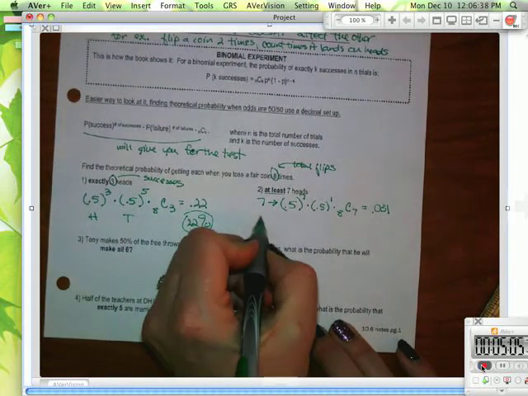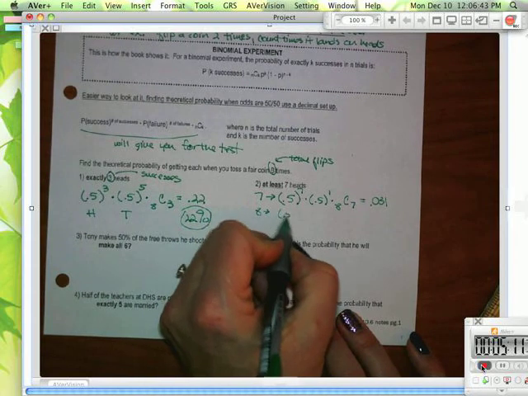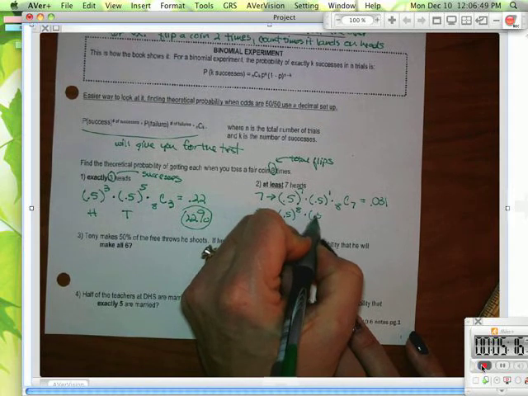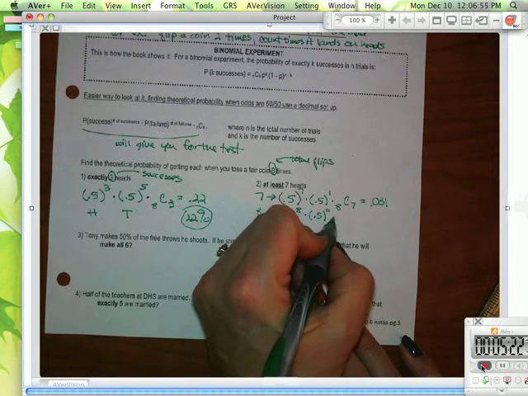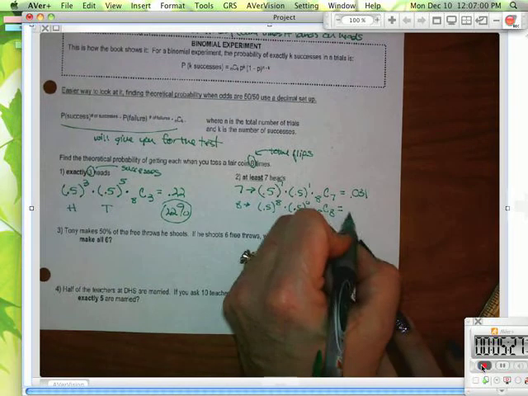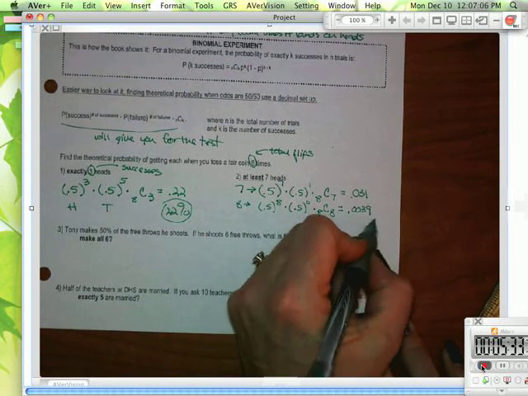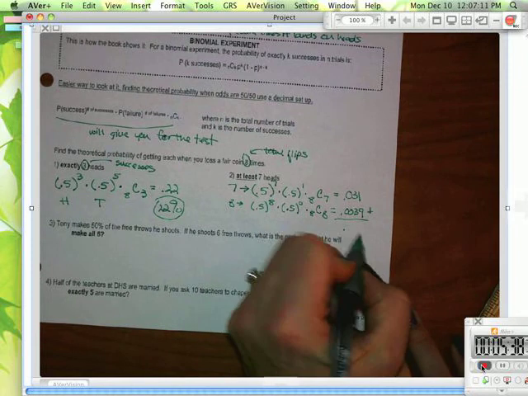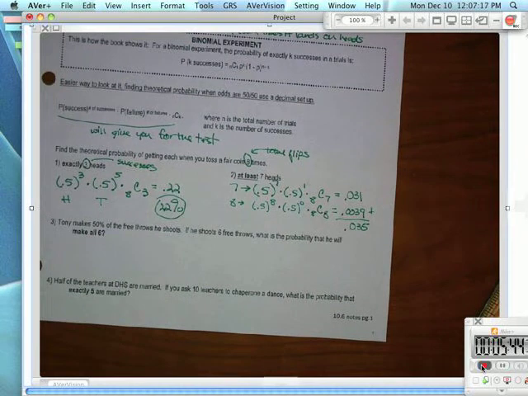But now I have to also do it wanting 8 heads, or 8 successes. So again, it's 50-50 chance, 0.5, and I want 8 successes. And then the failures, I want 0 of those, times 8 choose 8. And that is equal to 0.0039, an even smaller chance of getting 8 heads. I add those two together to get the probability of getting at least 7 heads, 0.035, which is a pretty small chance. It's 3.5%.